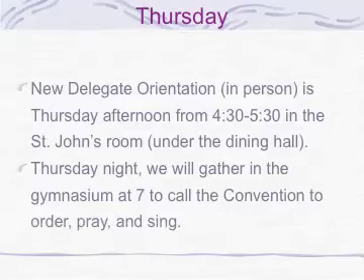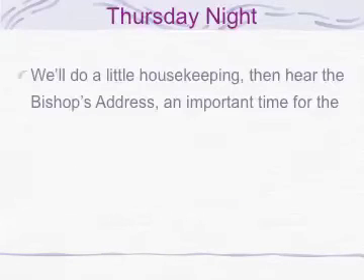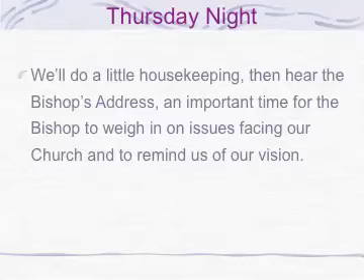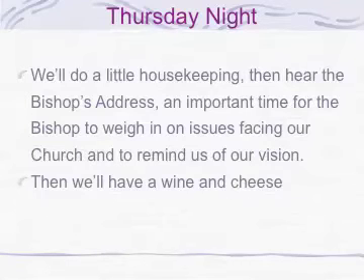Now, Thursday night, we'll gather in the gymnasium at 7 o'clock to call the convention to order. That'll be 7 sharp, and to pray and to sing. And if you don't know where the gymnasium is, you can just follow the crowd. Also, on Thursday night, we'll do a little housekeeping, and then we're going to hear the bishop's address. This is an important time for the bishop to weigh in on issues facing our church and to remind us of our vision in the diocese.